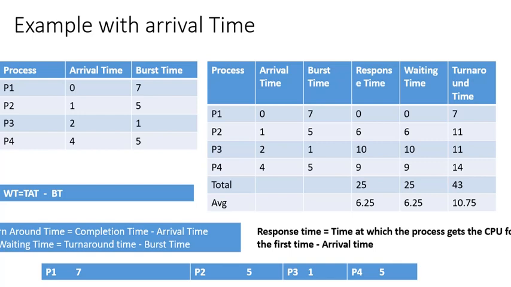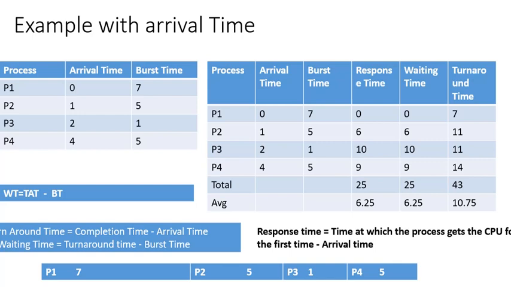But now we have to create a matrix, that is, what you have to find out: response time, waiting time and turnaround time. Okay, so what is the response time? Response time is the time at which the process gets the CPU for the first time minus arrival time. So for the first process, the CPU will take it at the first time, at 0 point, so 0, right? And what is the arrival time? 0. So 0 minus 0, response time is 0.